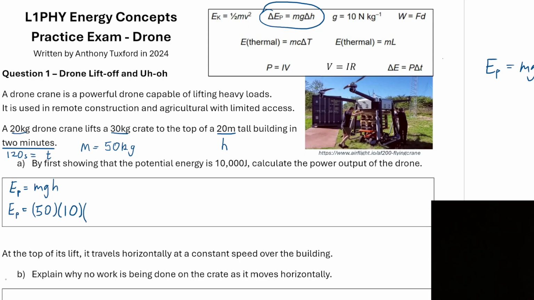And what is h? h is not necessarily the maximum height, but it's the height relative to where it started. So in this case, we're assuming it starts on the ground, so we're using the full 20 meters. So 50 times 10 is 500, 500 times 20 is indeed 10,000. Cool, and joules are the unit for energy. So if you got here and your answer wasn't 10,000, for example, if you just used the 20 kg from the drone, you'll know something's up and you can revisit the question and hopefully realize your mistake.